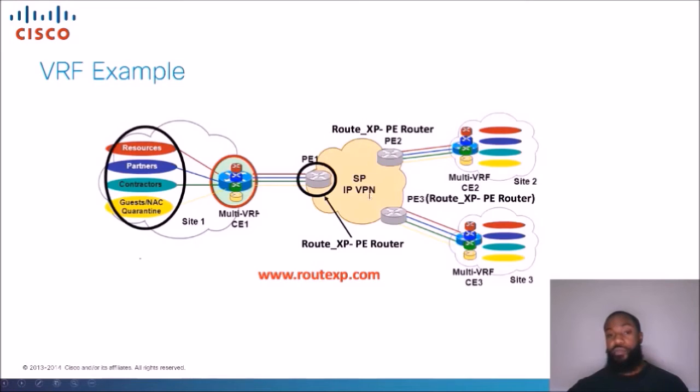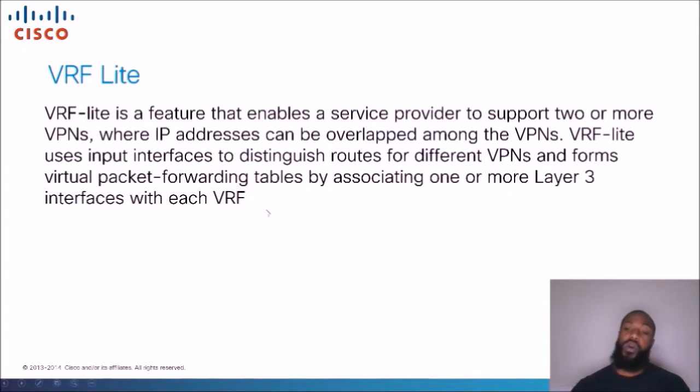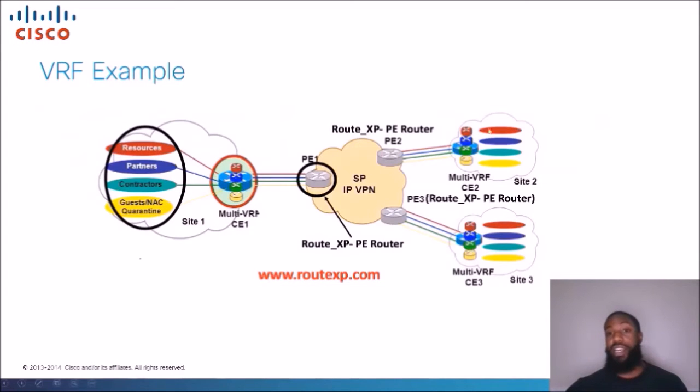Also, notice this says IPVPN. Normally, in a regular VRF solution that an internet service provider does, these are essentially VPNs. That's why they sometimes call it VPN routing and forwarding. So VRF Lite, which is a flavor of VRF, is a feature that enables service providers to support 2 or more VPNs, which is basically what we did here. So we've got 4 VPNs here, 4 VPNs here, and 4 separate VPNs here.